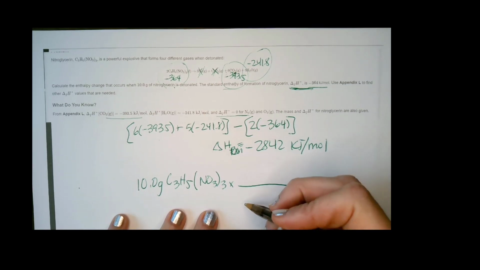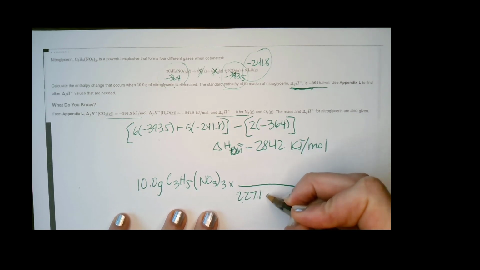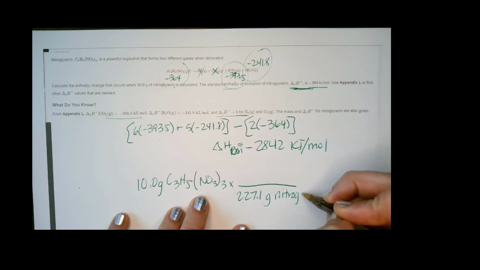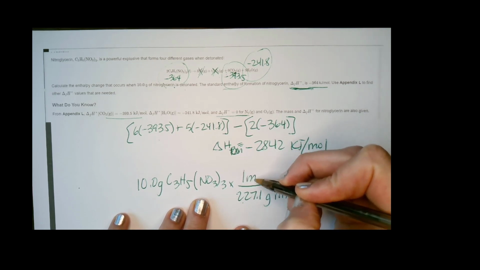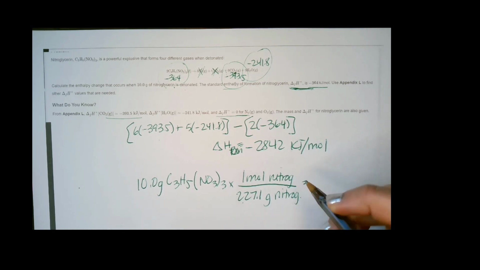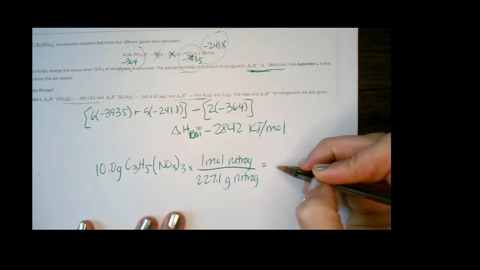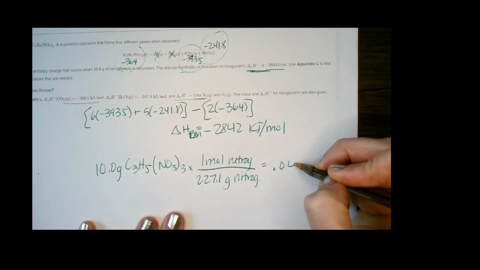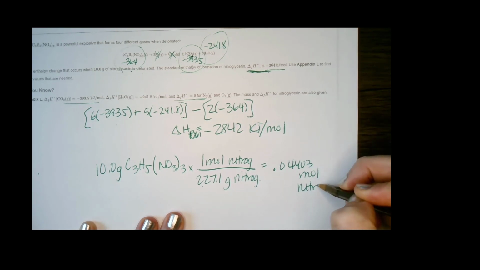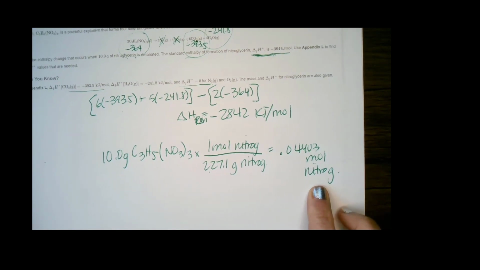And if we add it all up, we should get a molar mass of 227.1 grams of nitroglycerin. I'm just going to write nitro G for 1 mole of that. And 10 times 1 divided by 227.1 should give us 0.04403 moles of nitroglycerin. I'm just abbreviating for the sake of time here.